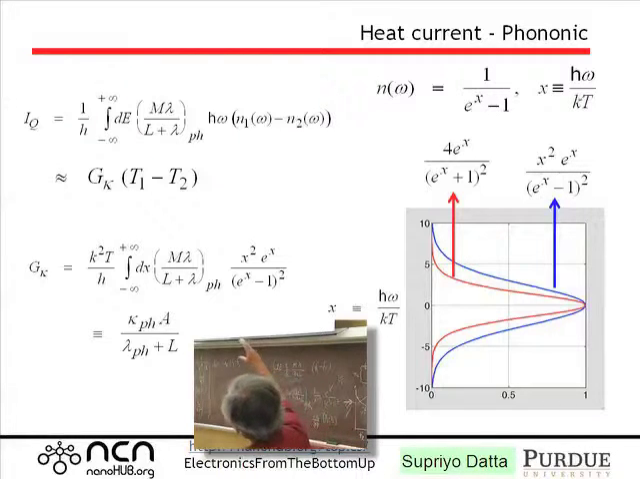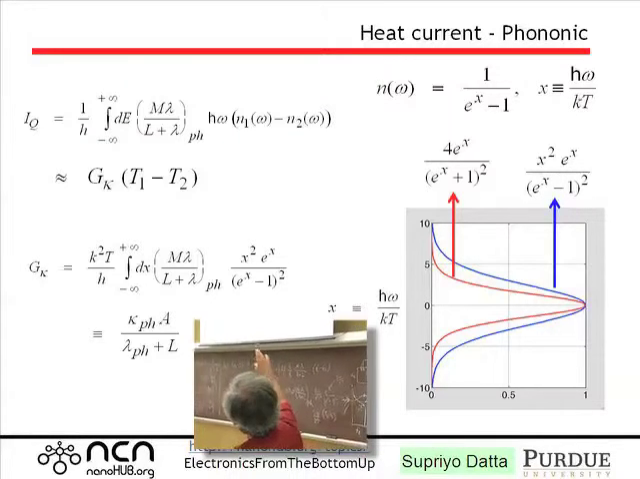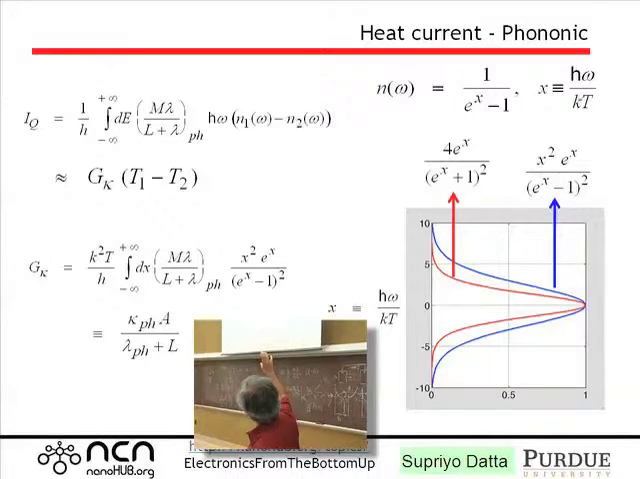That way it's like k squared T over h in front, and then there's the integral dx, M lambda over L plus lambda, and then you have this x squared e to the power x over e to the power x minus 1 squared. This is of course a different function from the df dE that we have been using all along, because now we are talking phonons. When you do this, you get that function.